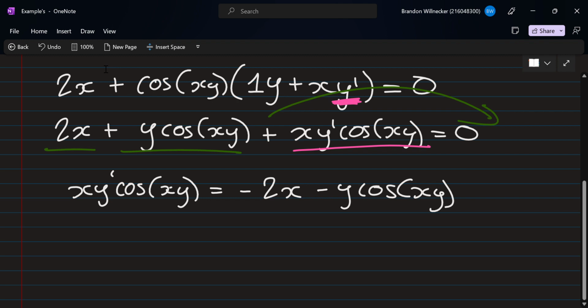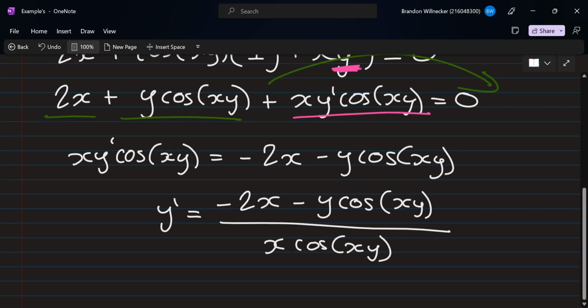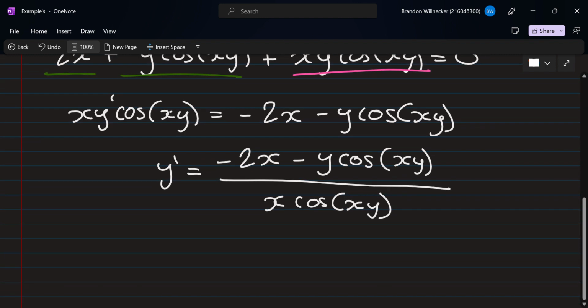Now we can divide both sides by x cos xy, and that will leave y prime by itself, and the right hand side is just going to be the gradient. So it's a bit messy, but that's what we've got. So y prime will be minus 2x minus y cos xy all over x cos xy. Again, it looks a bit messy and complicated, but once we've done the derivative work, the rest is just some algebra. So taking some terms over to one side, dividing by other terms, that should be quite easy to do.